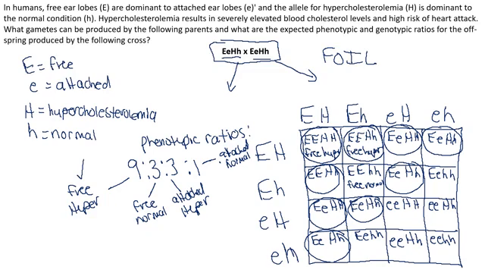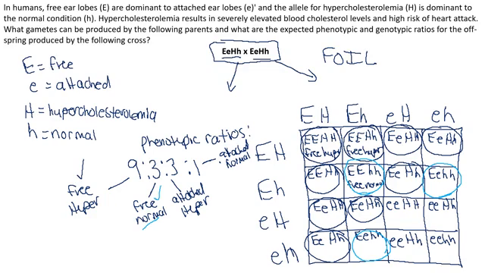So let's check that there are 3 of each of the other ones. So I'm going to use this color here. Let's look for those that have free earlobes and normal blood cholesterol levels. All right, so that's 1 here, and then 2 here, and 3 here. Again, we're looking for individuals with at least 1 capital E, and of course those with the recessive normal should have 2 little h's. So we've got that one.